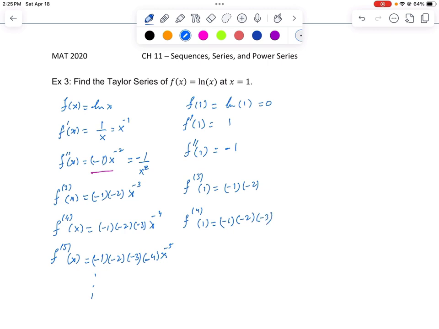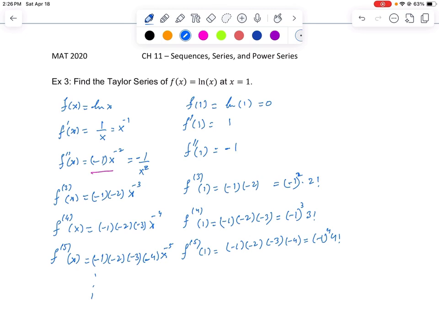So if you note now, we can simplify here. This can be written as negative 1 raised to 2 times 1 into 2, which is 2 factorial. This can be written as negative 1 to the third, and then 1 into 2 into 3, which is 3 factorial. And then same thing, next will be negative 1 to the 4, 4 factorial. And you should be able to see how the terms will go.